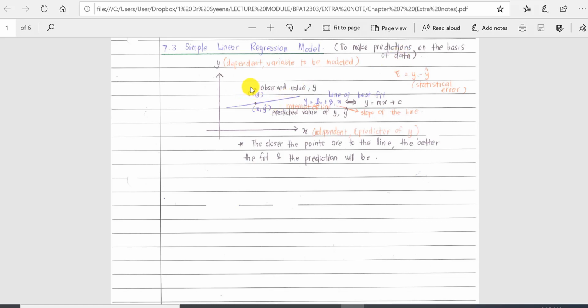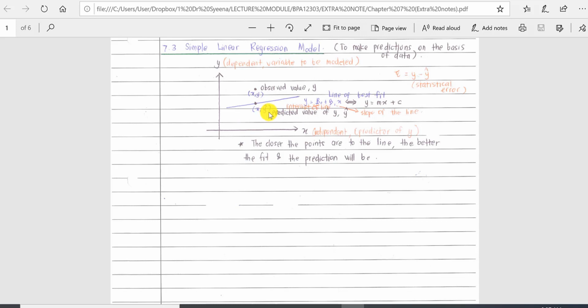For example, we have the values of x and y. This x and y is given from the question. We are given the data, so it is called the observed value of y. Now, by using the simple linear regression model, we will get the predicted value of y.